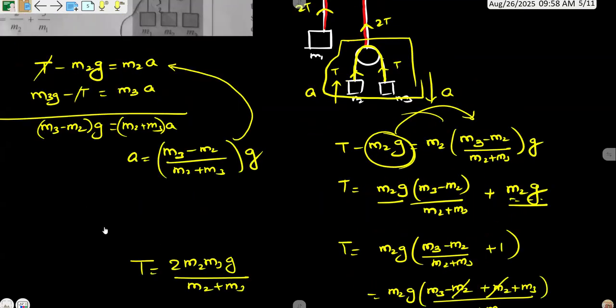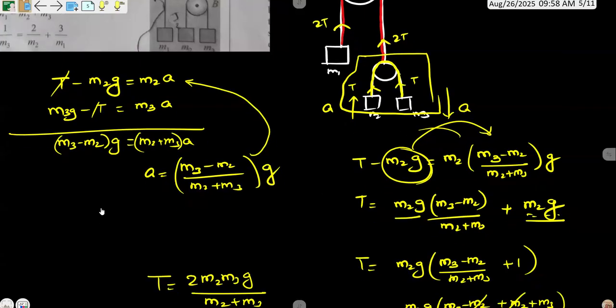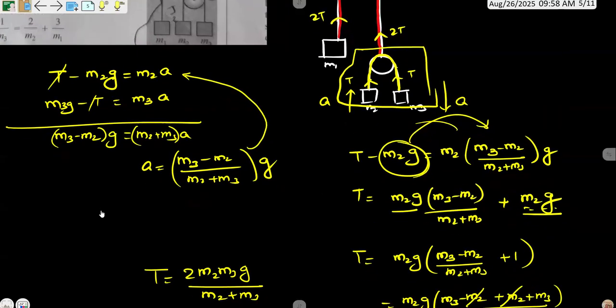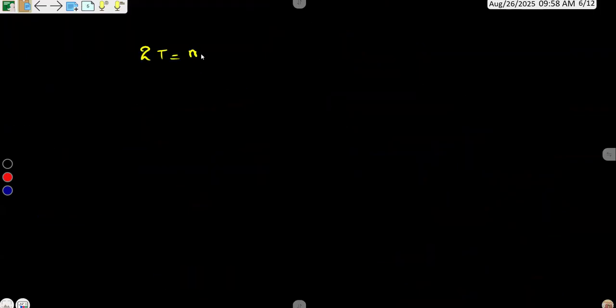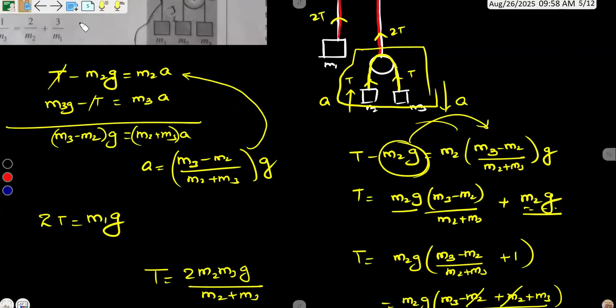Okay. So the tension value is this much. Now what we see is that block M1 should be at rest. If you want block M1 to be at rest, that means 2T must be equal to M1 into G. Then only the block will be at rest. Okay. So let me clear all this. And so 2T is equal to M1G. Let us take a new slide. So 2T is equal to M1 into G. And the tension that we have got is equal to how much?